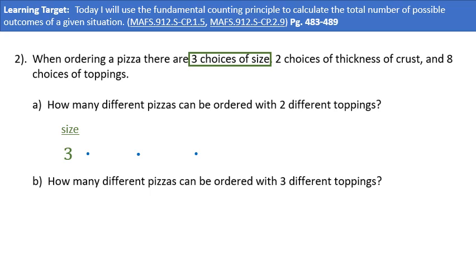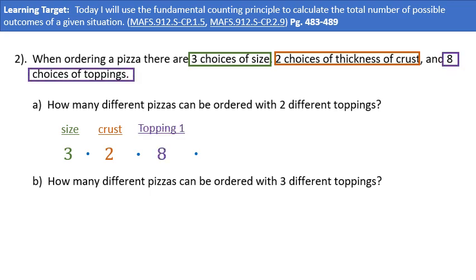All right, so I have a size category, the number 3 there. The next thing we have to choose is our thickness of crust. How many options do we have there? We have 2 choices for the thickness of crust. And now here's where it gets a little complicated. We have 8 choices for toppings, right? So when we go to choose our first topping, we have 8 different toppings to choose from.